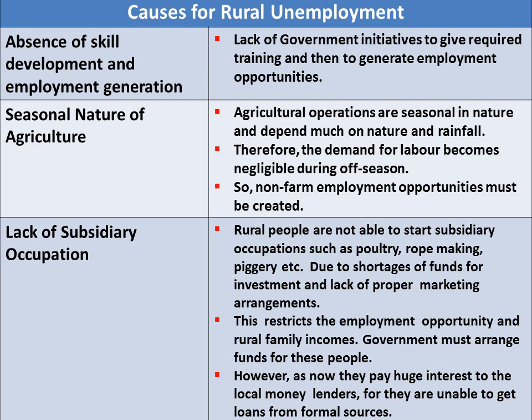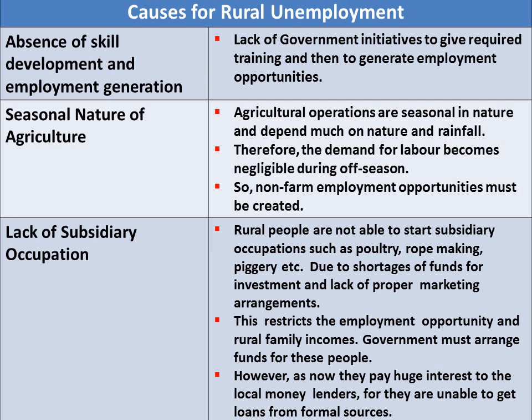Lack of subsidiary occupation. Rural people are not able to start subsidiary occupations. They do not know how to start other occupations like poultry, rope making, piggery, etc. Poultry, that is rearing hens; rope making, that is twisting coir and jute; piggery, that is rearing pigs, due to shortage of funds for investment and lack of proper marketing arrangements. So these village people, these farmers, do not know these occupations because they don't have proper investment, proper money, plus a lack of proper marketing arrangements. This restricts the employment opportunities and rural family income.